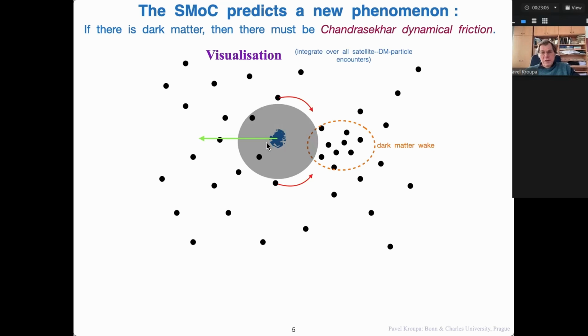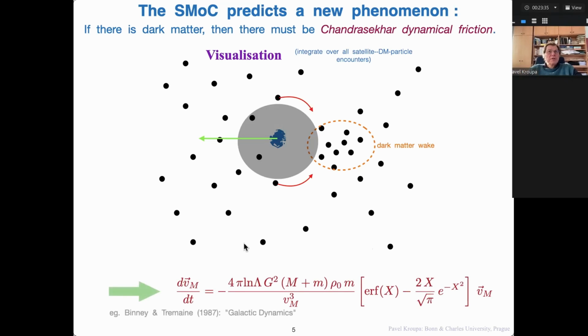galaxy and decelerates it. In reality, what one has to do is one has to integrate over all satellite dark matter particle encounters. You can imagine there are a huge number of them, but this is an integration over all these encounters over all distances to calculate the transfer of linear momentum from this galaxy onto the small dark matter particles. So essentially the dark matter halo of the host galaxy absorbs the kinetic energy of the incoming satellite. This is known, calculable through this type of formula here. This is the Chandrasekhar dynamical friction.